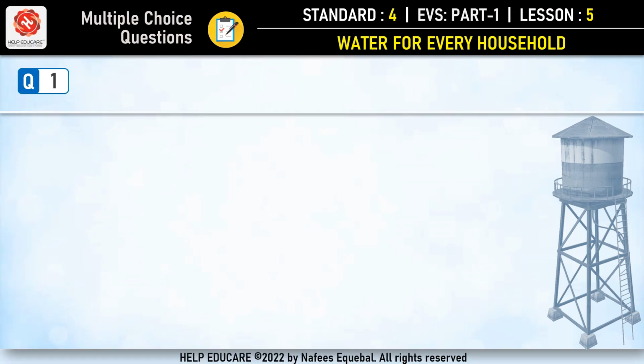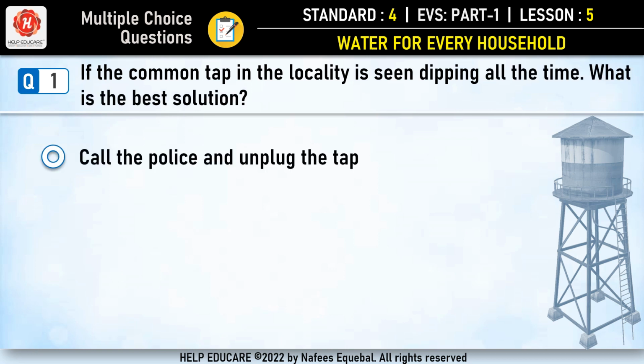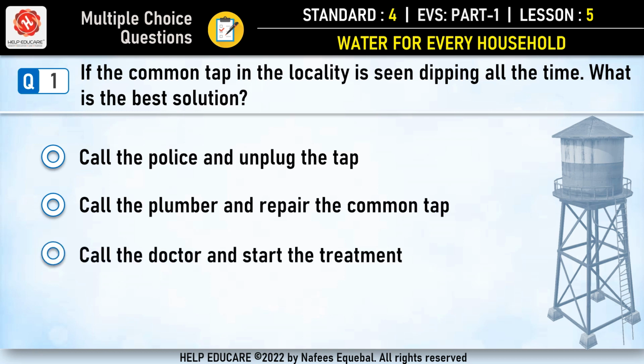Question number 1. If the common tap in the locality is seen dripping all the time, what is the best solution? First option, call the police and unplug the tap. Second option, call the plumber and repair the common tap. Third option, call the doctor and start the treatment.